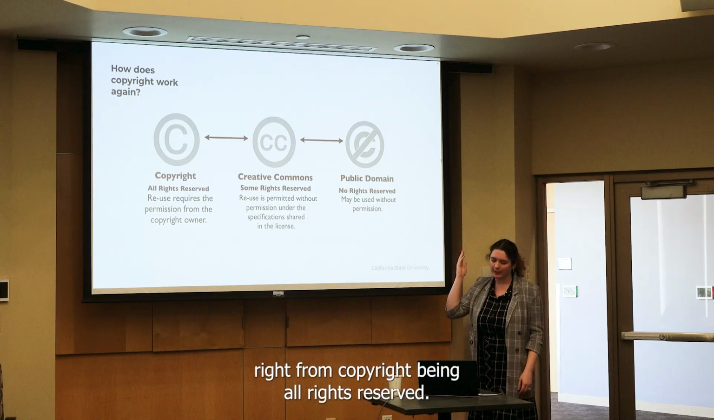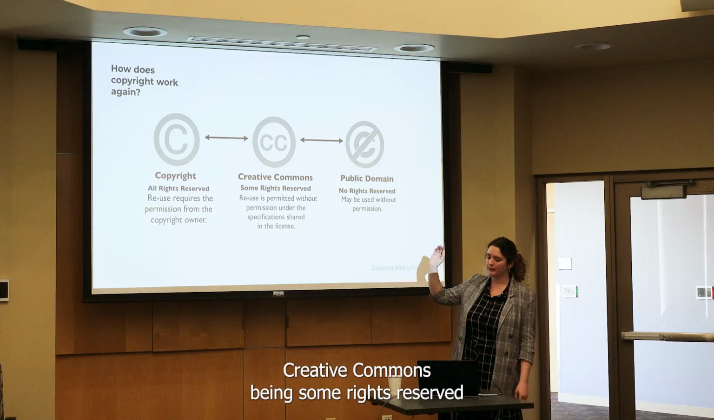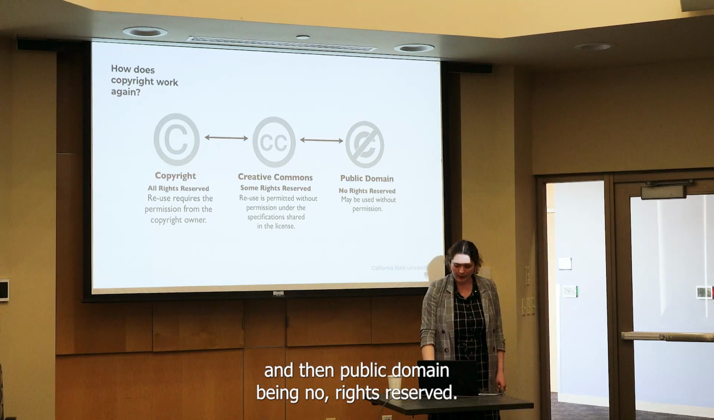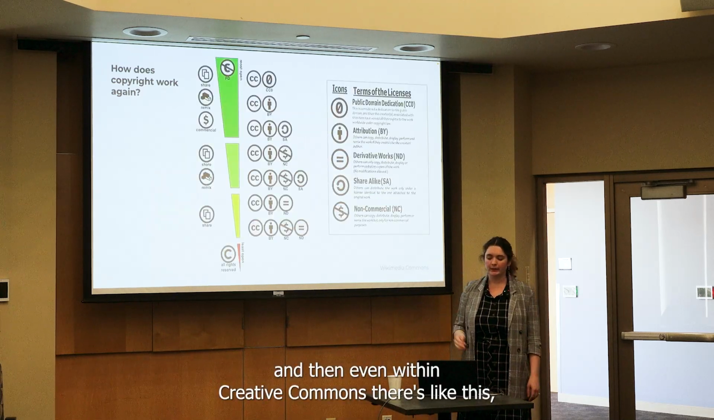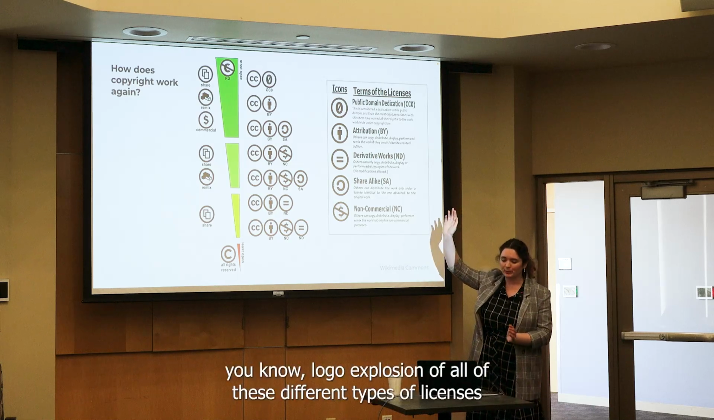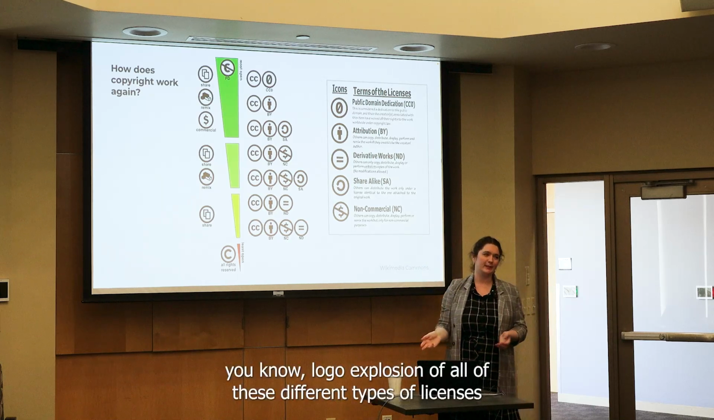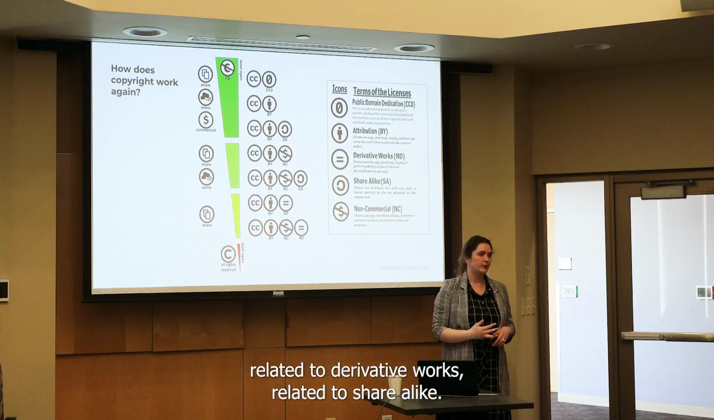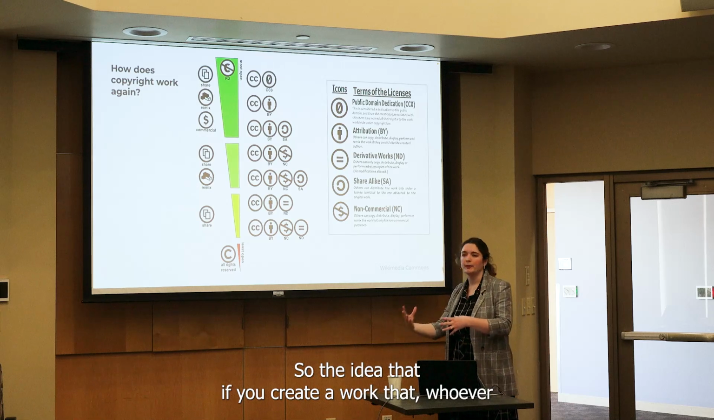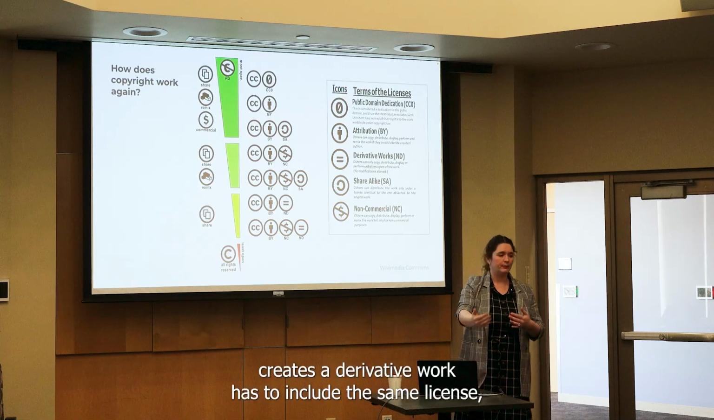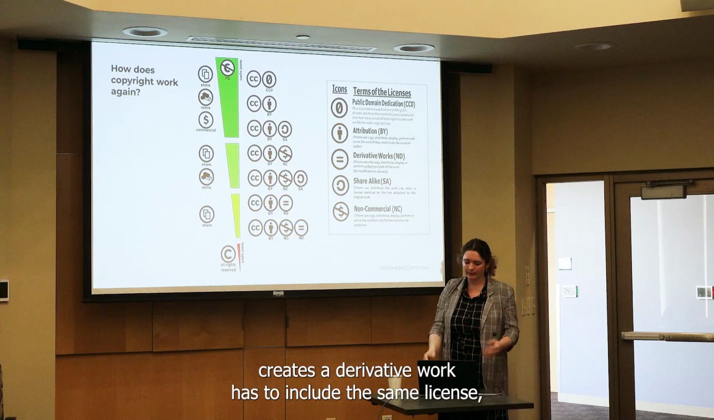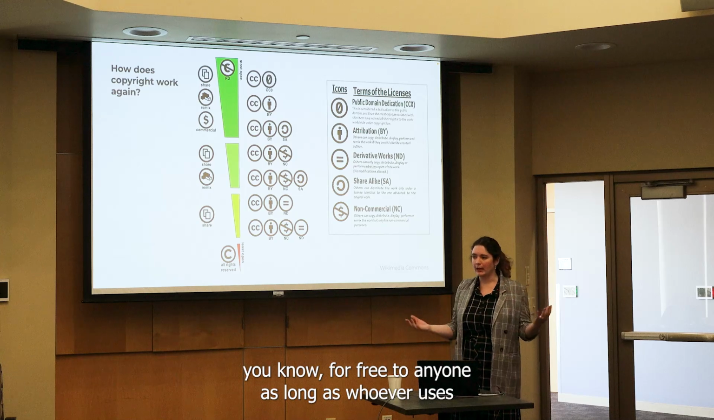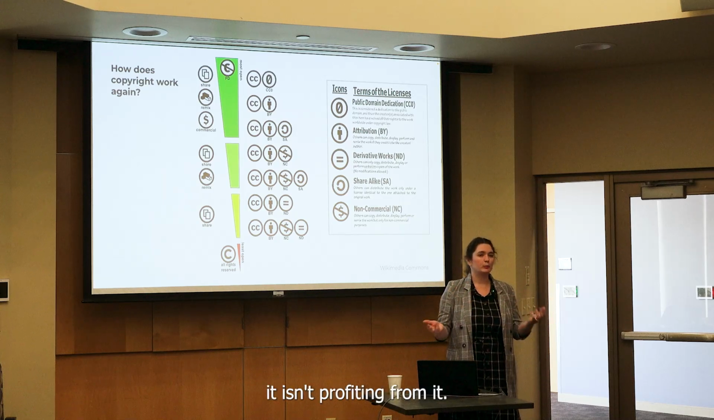There's kind of this spectrum, right, from copyright being all rights reserved, Creative Commons being some rights reserved, and then public domain being no rights reserved. And then even within Creative Commons, there's this logo explosion of all of these different types of licenses that you can have related to attribution, related to derivative works, related to share alike. So the idea that if you create a work, whoever creates a derivative work has to include the same license, and then non-commercial. Some people will distribute their work for free to anyone as long as whoever uses it isn't profiting from it.